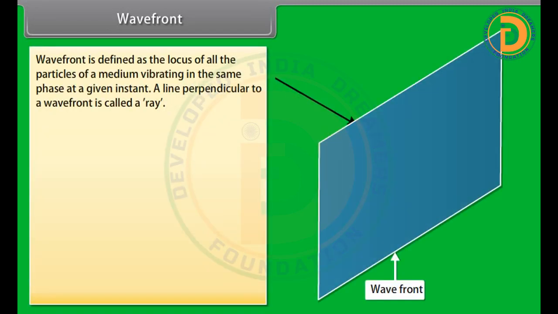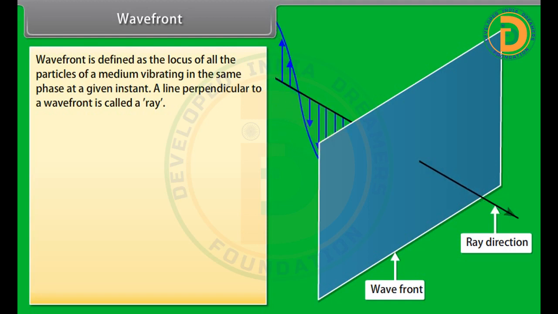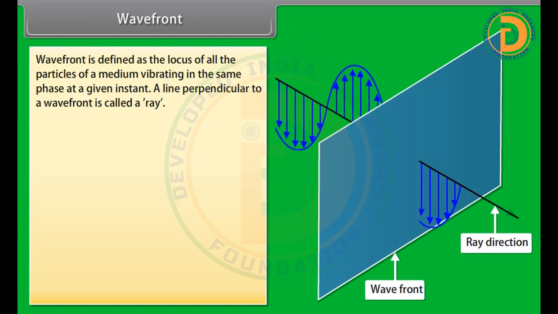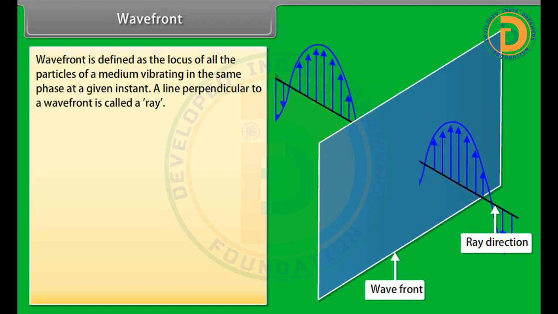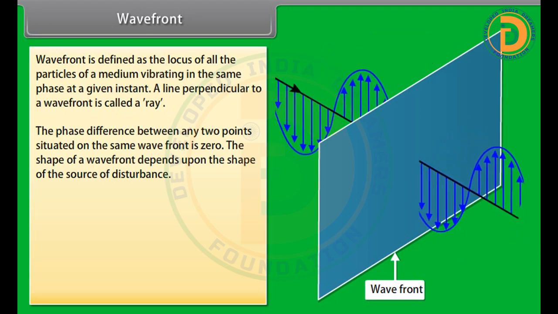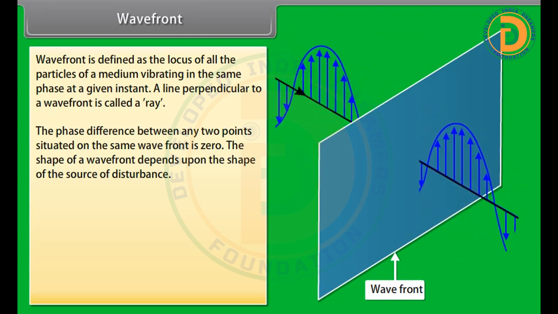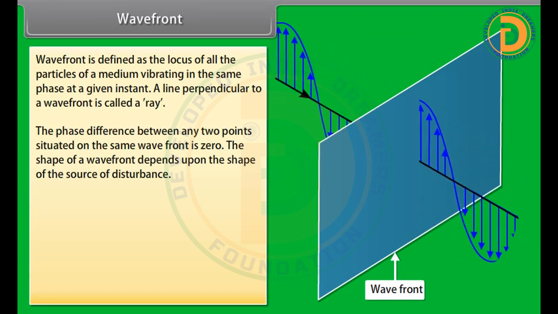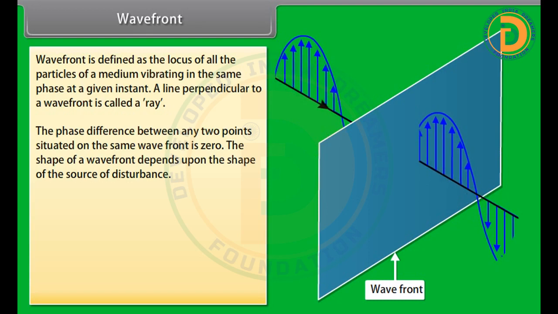Wave front. Wave front is defined as the locus of all the particles of a medium vibrating in the same phase at a given instant. A line perpendicular to a wave front is called a ray. The phase difference between any 2 points situated on the same wave front is zero. The shape of a wave front depends upon the shape of the source of disturbance.